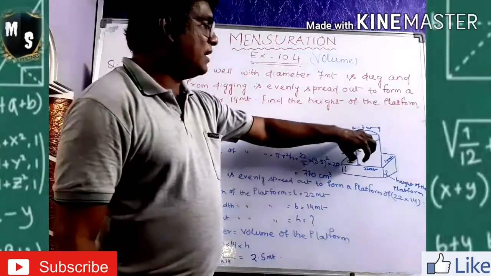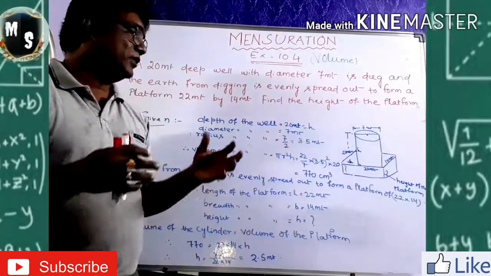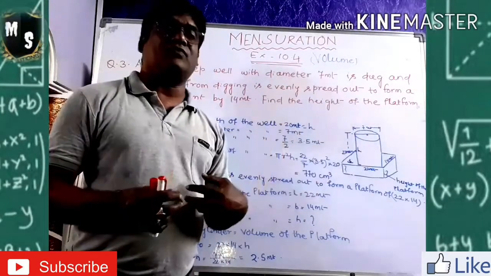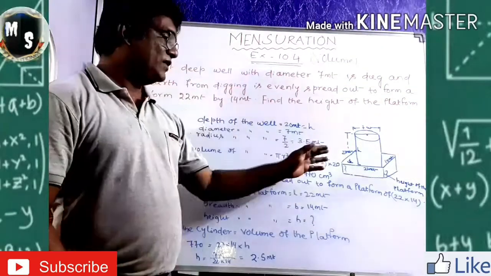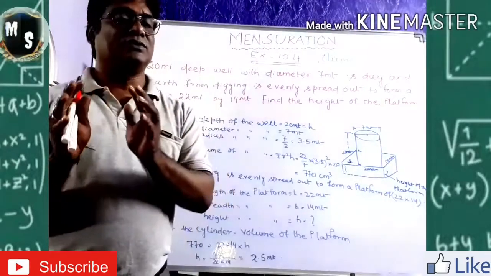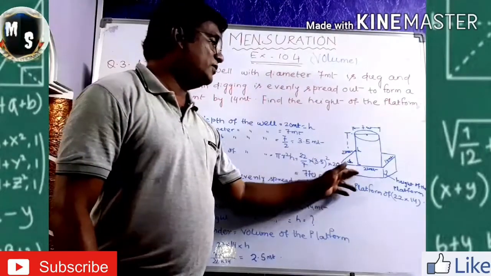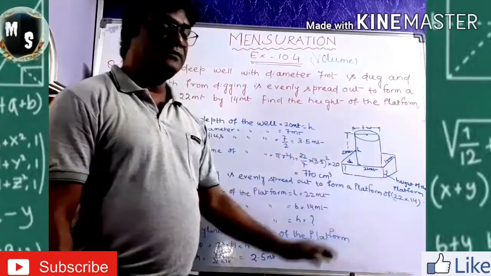Why? The earth dug out from the cylinder. Many students will be confused. What is this earth dug out from the cylinder? Earth dug out from the cylinder is called the volume of the cylinder. That is uniformly spread here. So that volume of the earth is equal to what? The volume of the platform. Length is given, breadth is given, but height is asked.